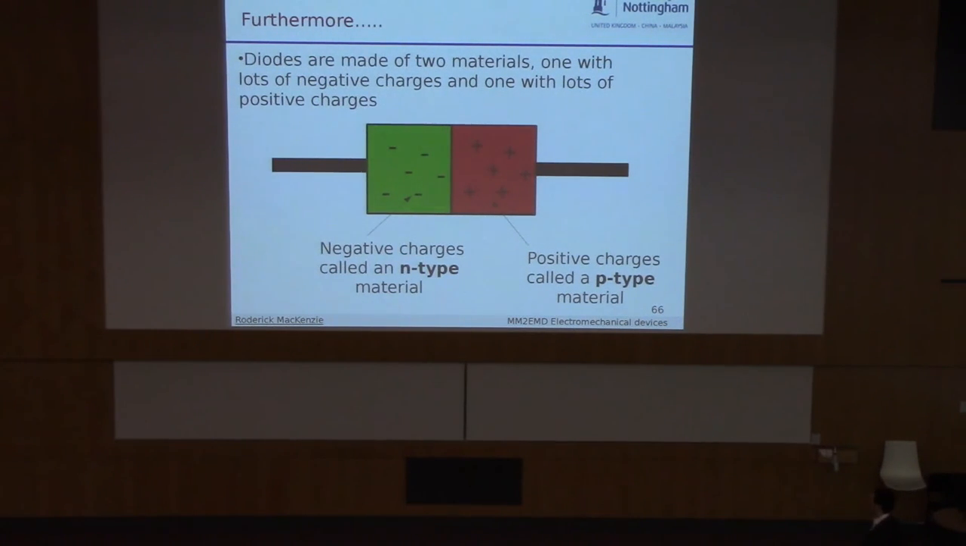When you think about a diode, it's made of two materials. This is all you've got to remember. It's made of a material called an N-type material, and a material called a P-type material. The P-type material has lots of positive charges in it, and the N-type material has lots of negative charges in it. It looks like this: P-type material with positive charges and N-type material with negative charges. This is how they're made.